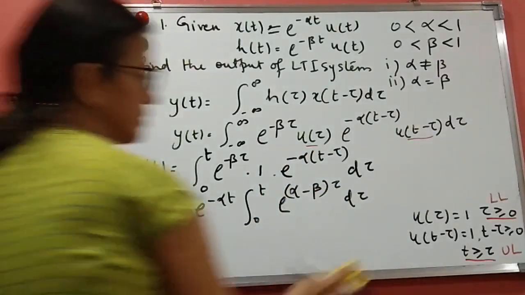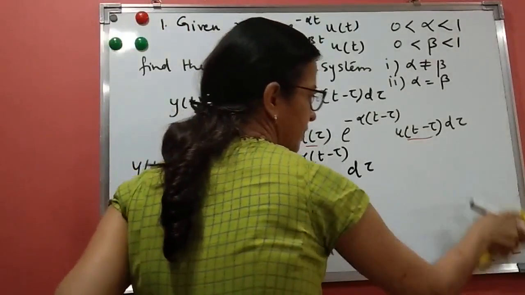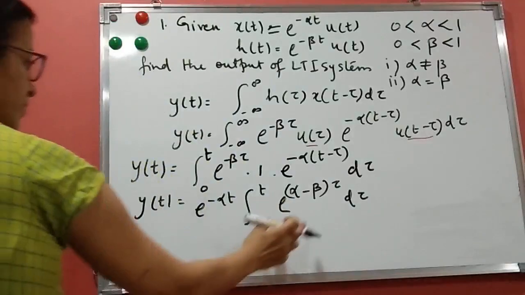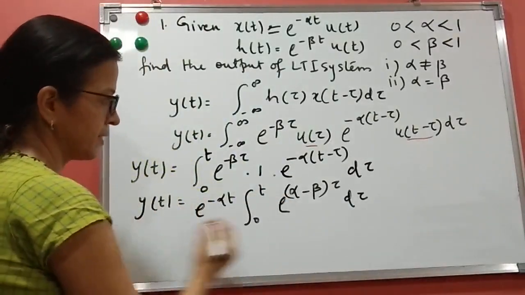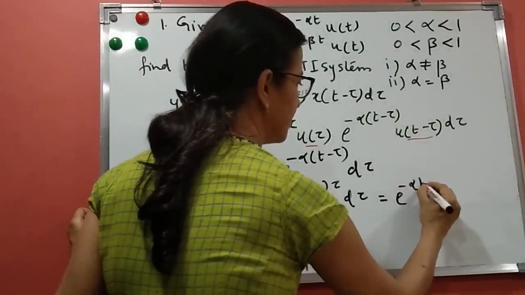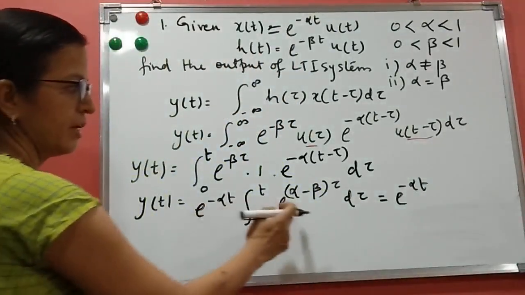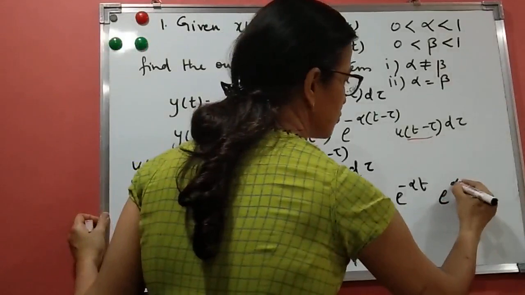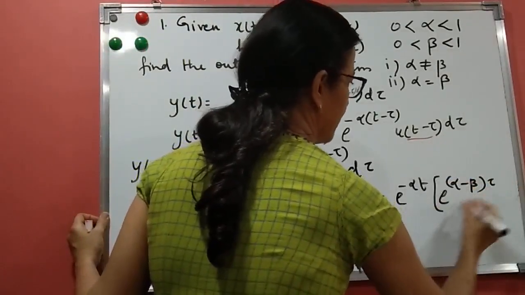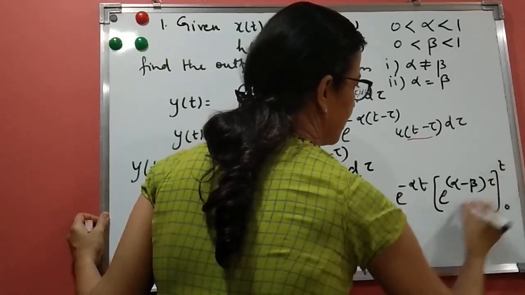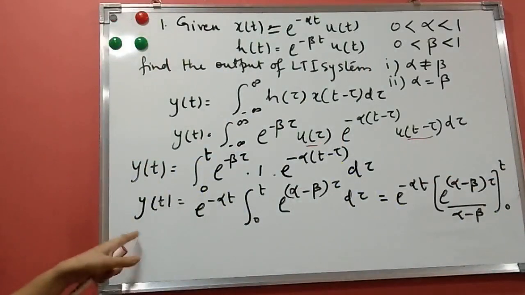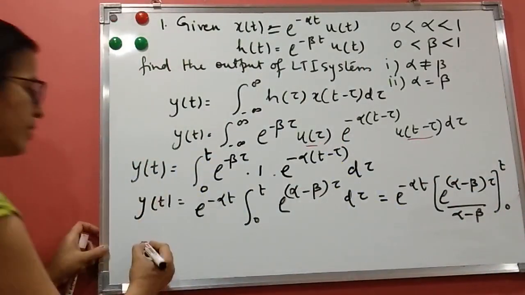Okay, let me rub this because we have already used the upper limit and lower limit. So now we got this value. Now let us integrate this. I'll write down here, e raised to minus alpha t is constant. This is a constant. We'll integrate this: e raised to (alpha minus beta) tau, integral 0 to t, upon alpha minus beta. Right? So integral of this we got. We have to put the values.